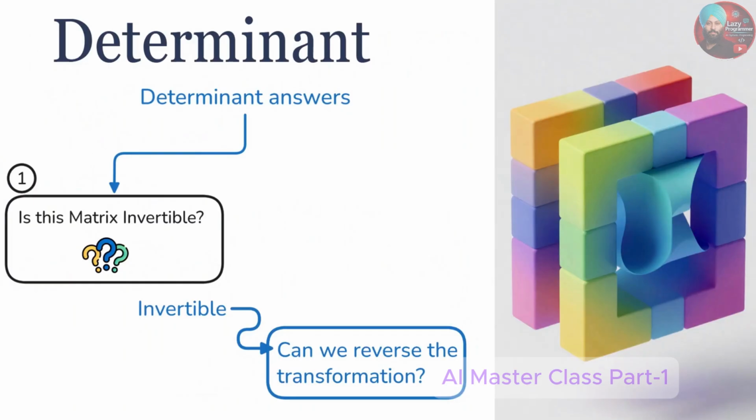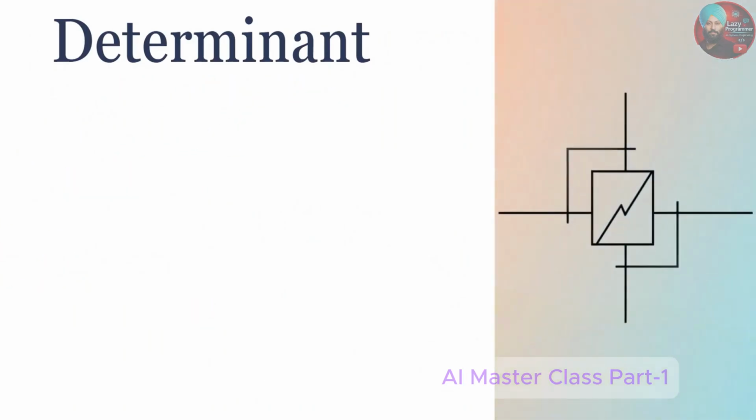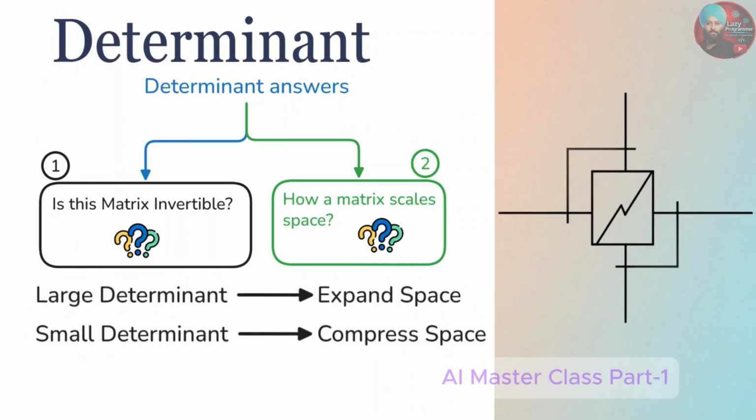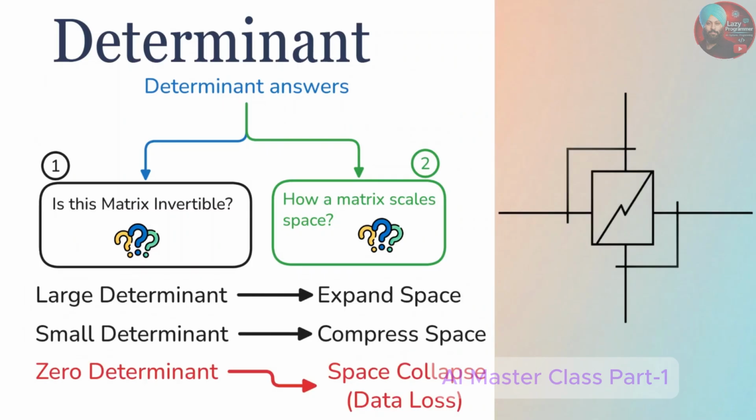The second thing the determinant tells us is how the matrix scales space. You can think of it as volume scaling. If the determinant is large, then the transformation expands the space. And if it is small, then the transformation compresses the space. And if it is zero, the space collapses in some direction, that is data loss.